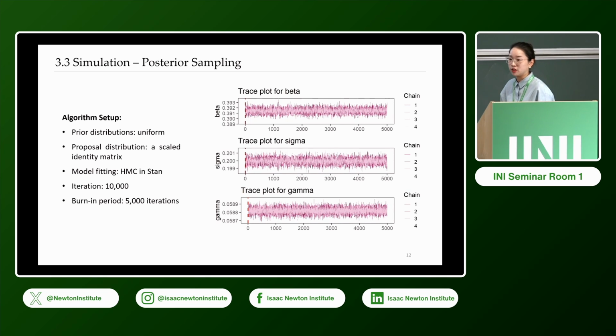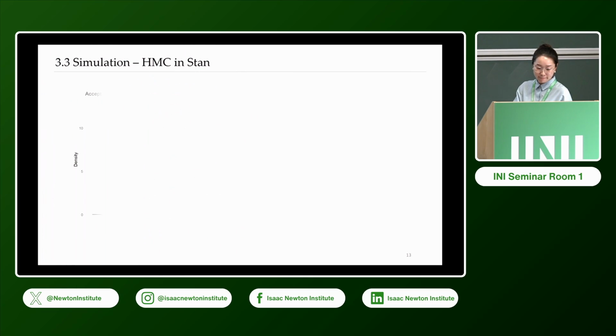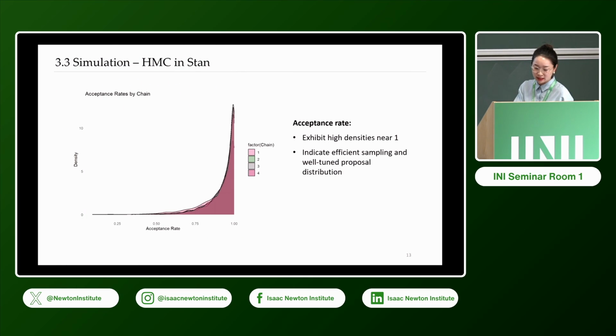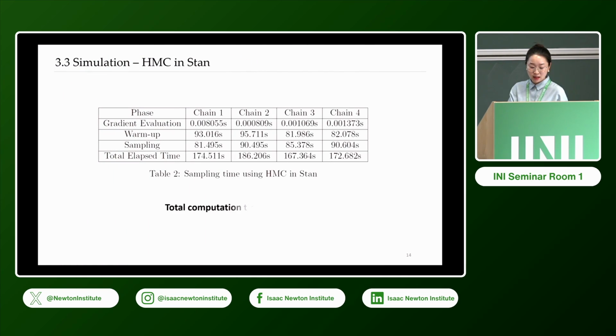So the trace plot for the parameters has shown good mixing behavior, indicating good overlap and suggesting convergence. The acceptance rate exhibits high densities near 1, indicating efficient sampling and a well-tuned proposal distribution. And the total computation time for 4 chains collectively is about 11 minutes, which highlights the computation intensity of this whole process.